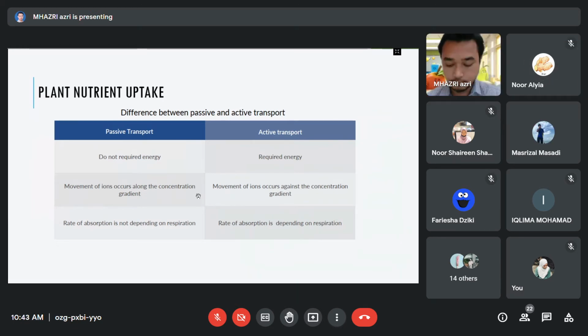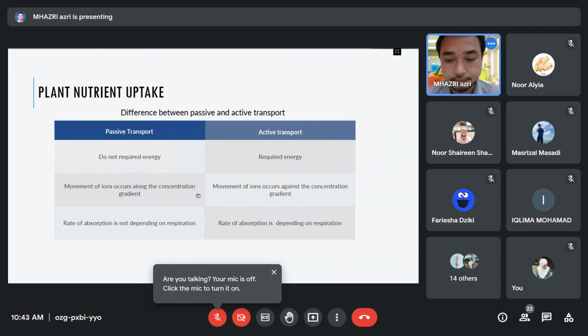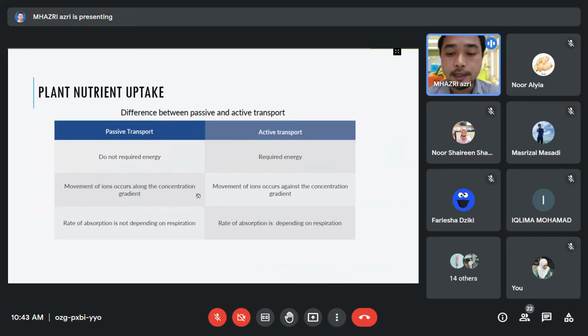Faham doktor. Okay. So what is the difference between passive and active transport? Ini saya rasa awak dah tahulah. But the difference between passive and active transport untuk slide ni adalah focus on absorptions of elements in roots. Okay. So passive transport does not require energy. Movement of ions along the concentrations gradients, from higher concentrations to lower concentrations. And rate of absorptions does not depend on respirations. And the other one adalah rate of absorptions kalau untuk passive depend on transpirations process. Okay, so saya tak include, nanti saya akan include.